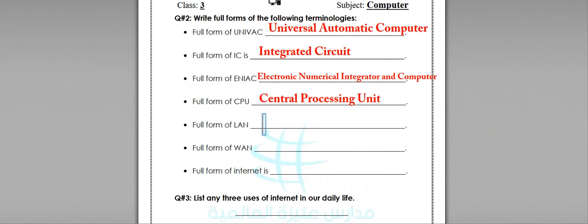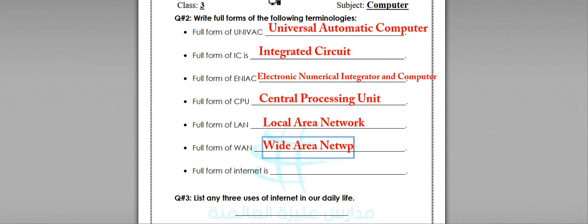Full form of LAN. It's local area network. L for local, A for area, and N for network. So it's a local area network. It normally covers a small area. WAN stands for wide area network. In both LAN and WAN, AN stands for area network, L for local, W for wide. It will cover a large area.